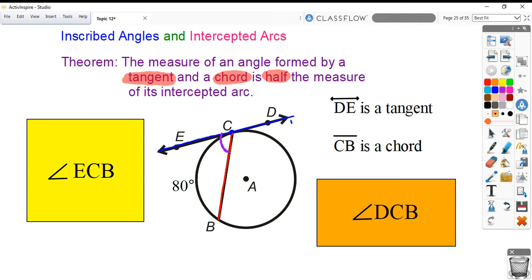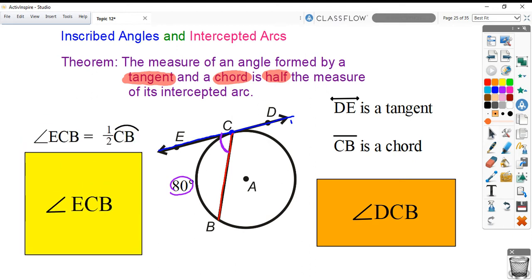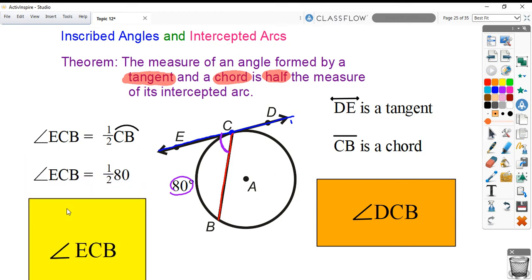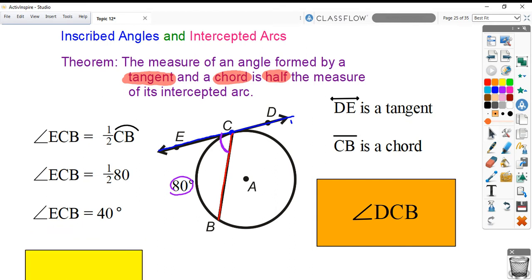Now, according to this diagram, the arc that's cut off by this chord is 80 degrees. It is an 80-degree arc. So according to this theorem, and based on the stuff in this diagram, we know that the measure of this angle that I marked off in purple is 1/2 the measure of that arc. So all we're doing is taking 1/2 of 80. And that's how we know that angle ECB up here is a 40-degree angle.